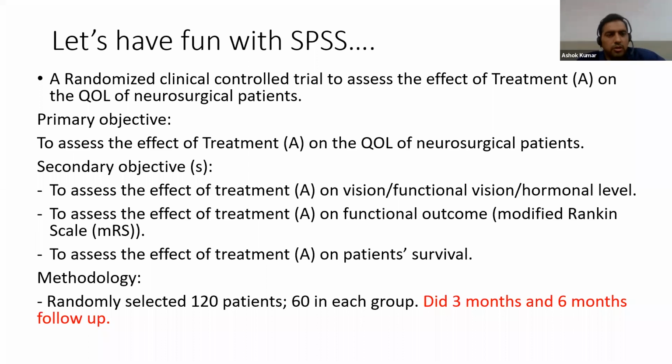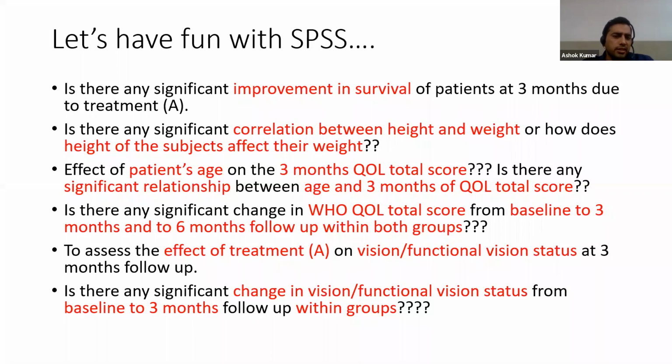So we want to see, is there any significant improvement in the survival of patients at 3 months due to treatment? Survival means patient death or patient alive. So the dependent variable is qualitative in nature.